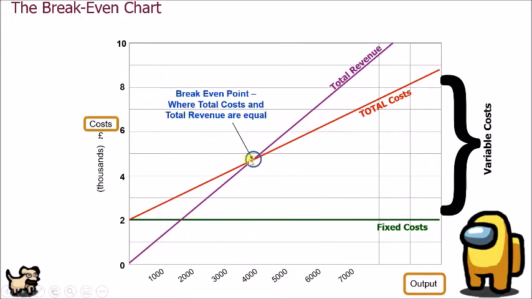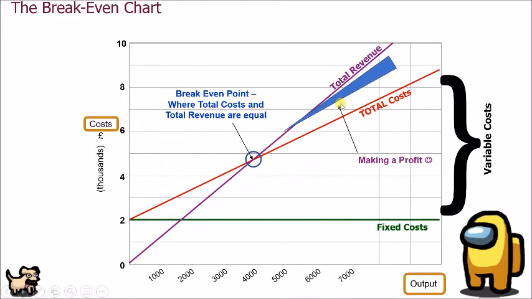This point here, the point at which purple total revenue and red total cost cross each other. What is that point? That is the point where the company starts earning more money than they're actually spending on their costs. That is the point where the lines cross over. That is known as break-even point.